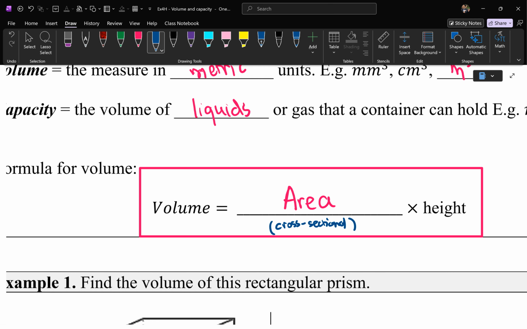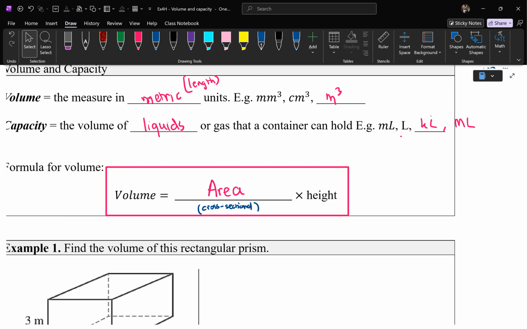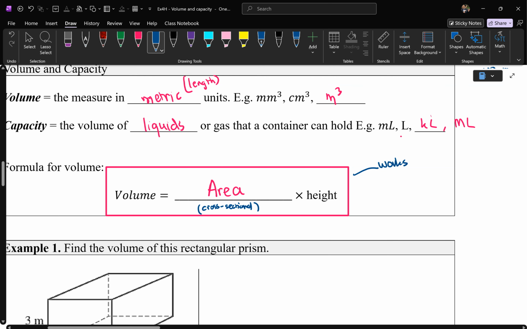What this means, for those who don't understand yet, cross-sectional, boys, thank you, let's pay attention. So this part is important or key to understand the theory. You see, the cross-sectional means this formula only works for prism-like shapes.